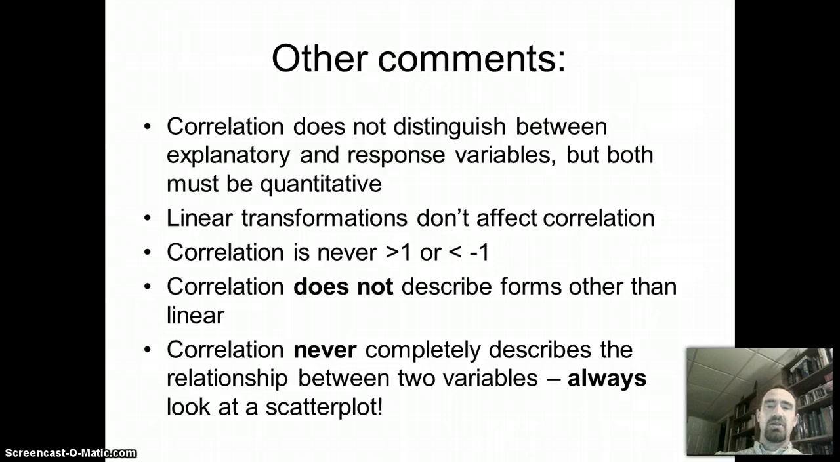However, it only works with quantitative data. So we had to set those measures to scale. Correlation only works with numbers, it doesn't work with categorical data. Statisticians have developed other techniques to work with other kinds of data, but correlation doesn't. Linear transformations don't affect correlation, so if we standardize a set of data, it's not going to change the correlation. Correlation is never greater than 1, it's never less than negative 1.